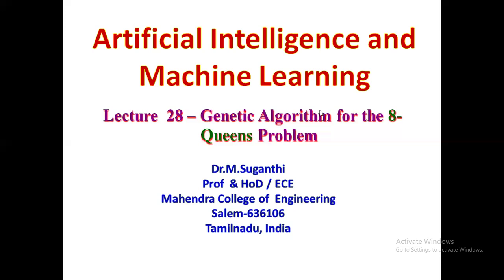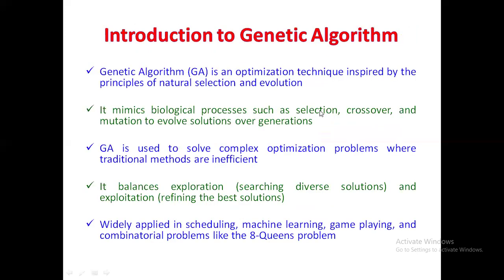In this presentation, we'll see an example problem using a genetic algorithm. Before going into the problem, we'll see an introduction to the genetic algorithm. The genetic algorithm is an optimization method inspired by the principles of natural selection and evolution. It operates by evolving solutions over multiple generations through processes like selection, crossover, and mutation.